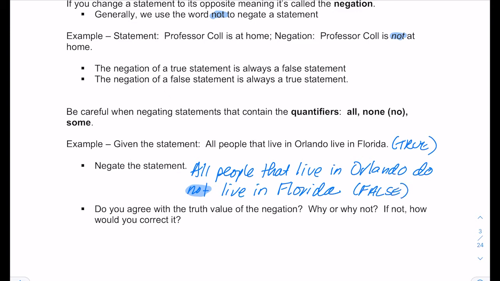Do you agree with the truth value of the negation? Why or why not? And if not, how would you correct it? I agree with this statement because it's the opposite of what we started with. And anytime you negate a statement, you should get the opposite. So since I started with a true statement, my negation should be false. So yes, our statement was true, so the negation must be false.